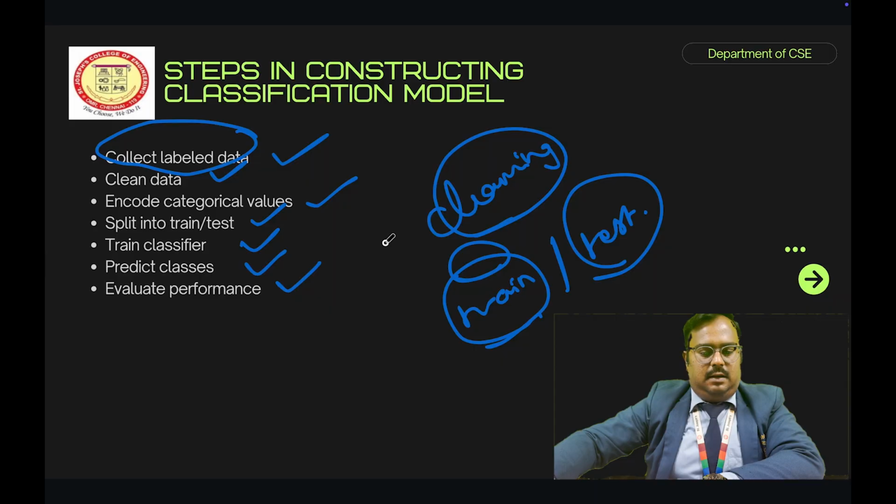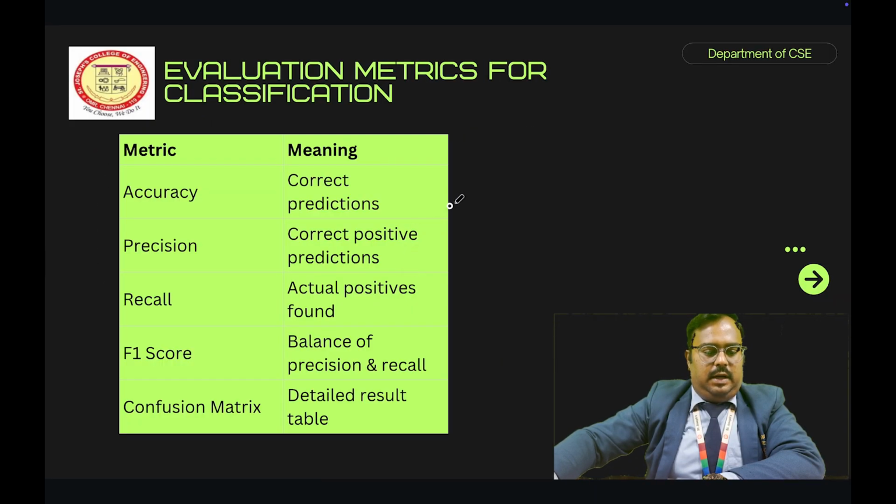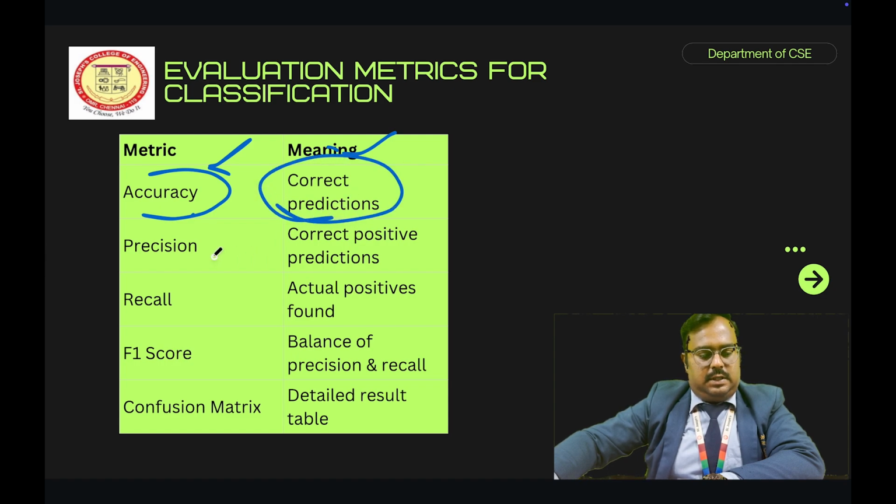So in this slide, we have the metric and its meaning, right? Accuracy is one of the metrics. What is the meaning of accuracy? That is the correct prediction. Next one is precision. Precision is one of the metrics, and the meaning of precision is correct positive prediction. Suppose you get a negative prediction or negative value, we don't take it, right?